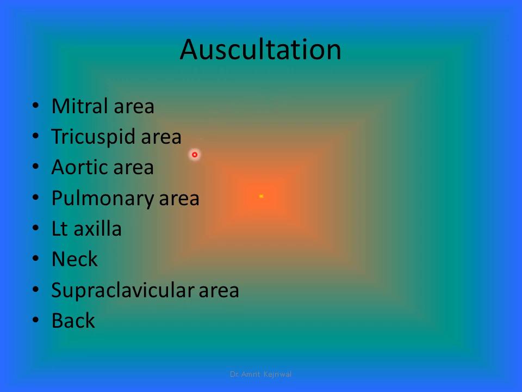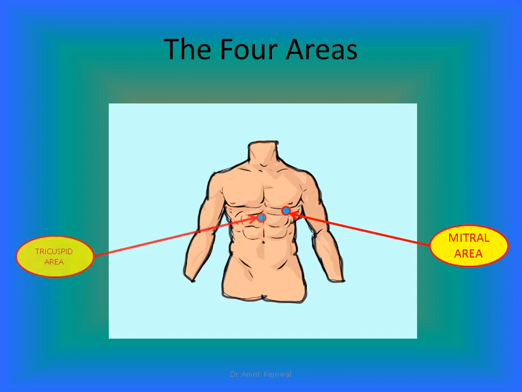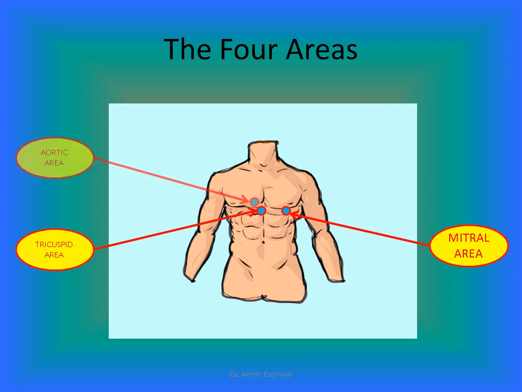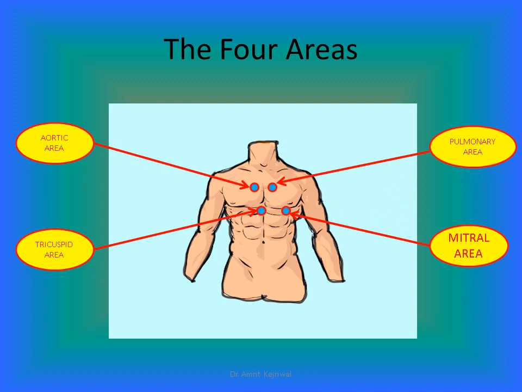Auscultation of the mitral area, tricuspid area, aortic area, pulmonary area, left axilla, neck, supraclavicular region and back should be done. These four areas are mandatory; the others are my personal choices. Coming to the main four areas: mitral area, tricuspid area, aortic area and pulmonary area.